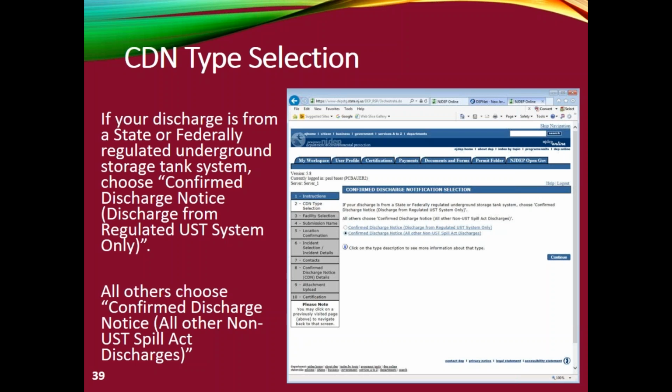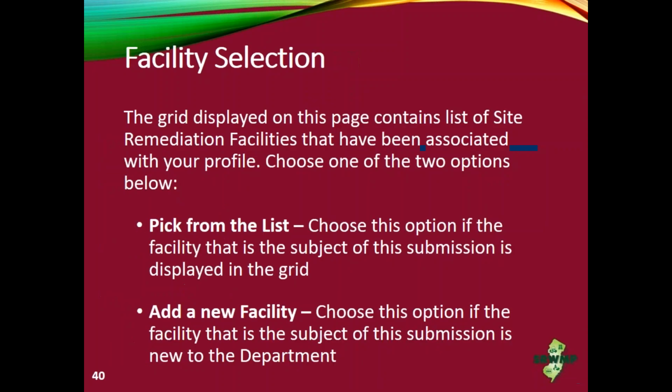The other choice is everything else except UST, of course. It's confirmed discharge notice for all other non-UST Spill Act discharges. So the upper choice is for UST discharges and the lower choice is for everything else that has an incident comm center number, that was flagged by DEP as subject to the Site Remediation Reform Act. Next.